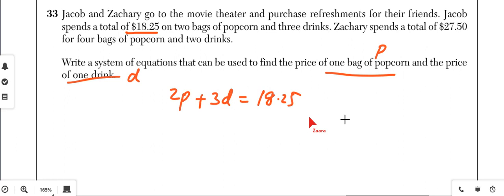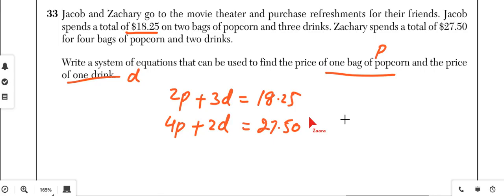And the next person here, he spends 4 bags of popcorn and two drinks. I'm writing 4P, and plus two drinks, so 2D, equals 27.50. So we got the system, right?